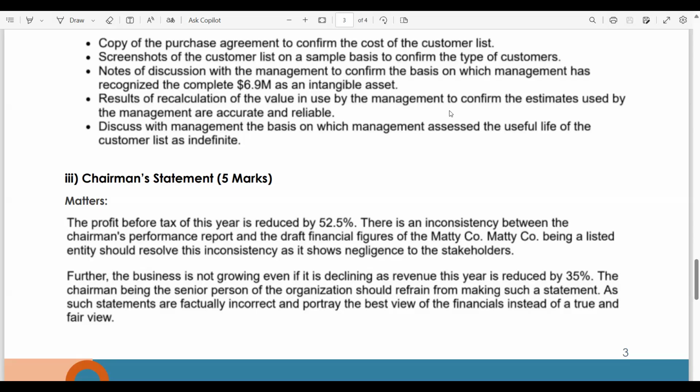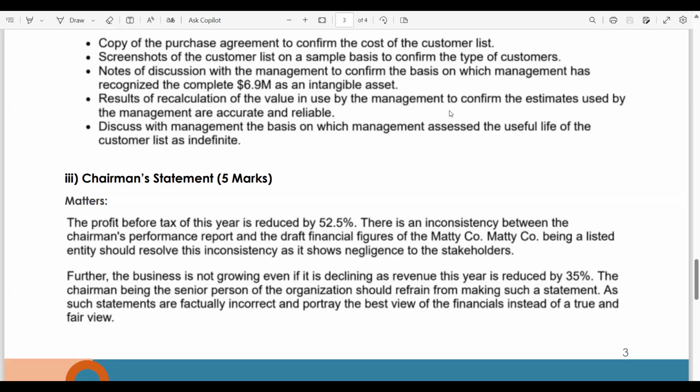The profit before tax of this year is reduced by 52.5. There is an inconsistency between the chairman's performance report and the draft financial figures of the Matty company. This line means in the chairman's review report, it's mentioned that the profit is increased, but in the draft financial statement, the profit is decreased. So there is an inconsistency. Matty Company, being a listed entity, should resolve this inconsistency as it shows negligence towards the stakeholders.